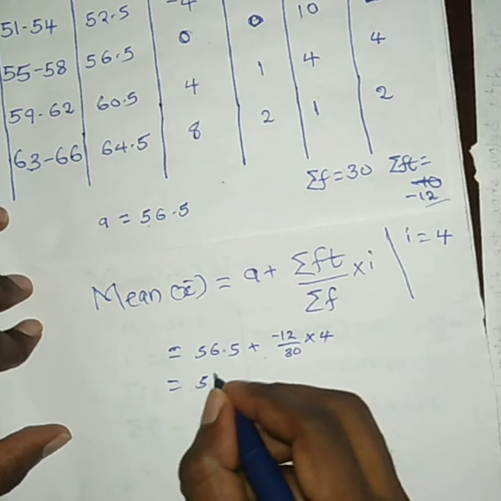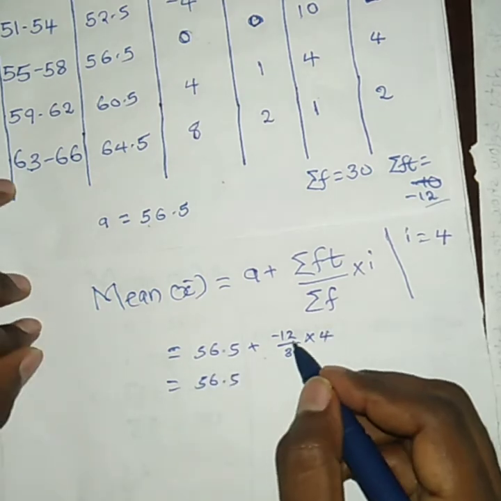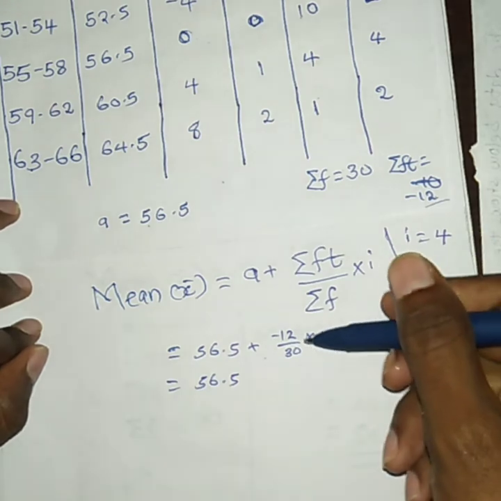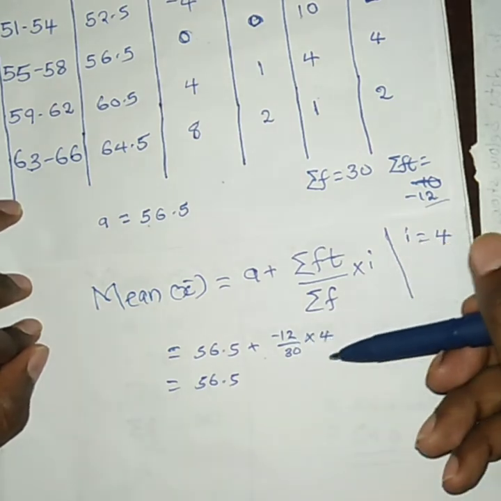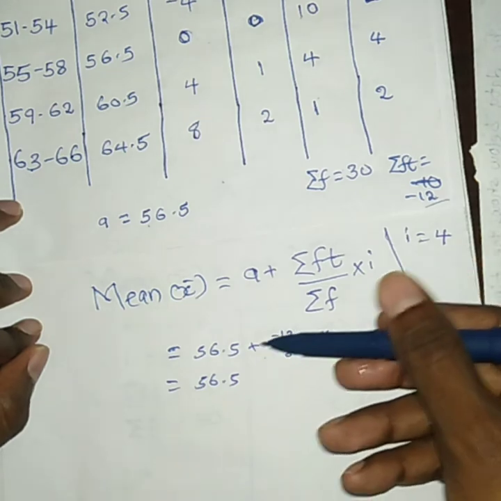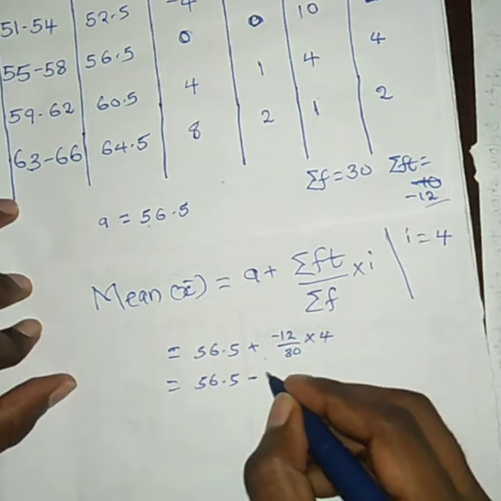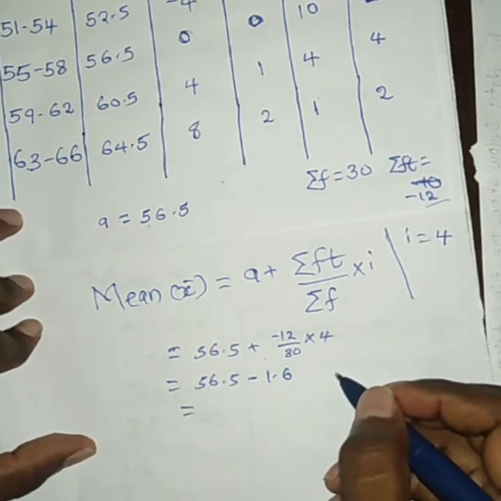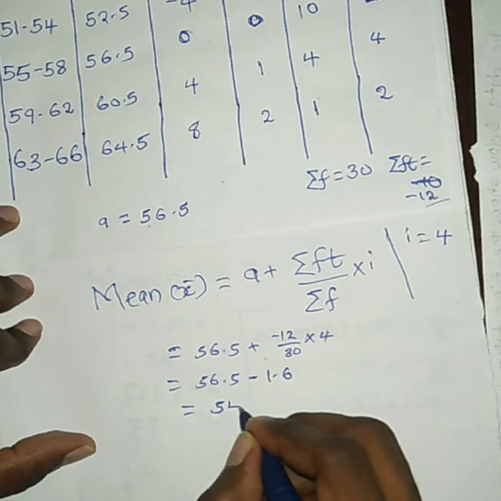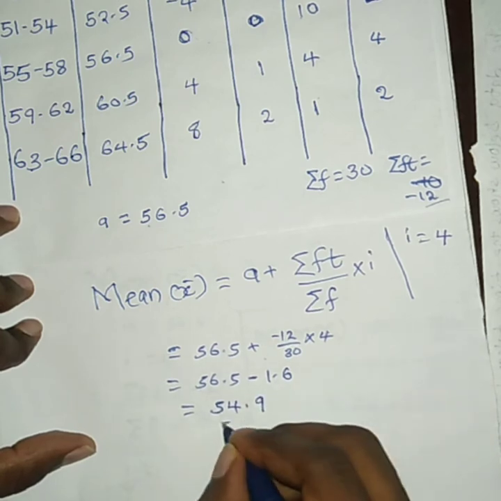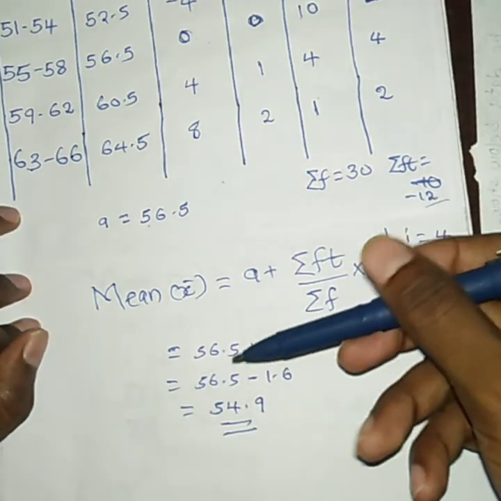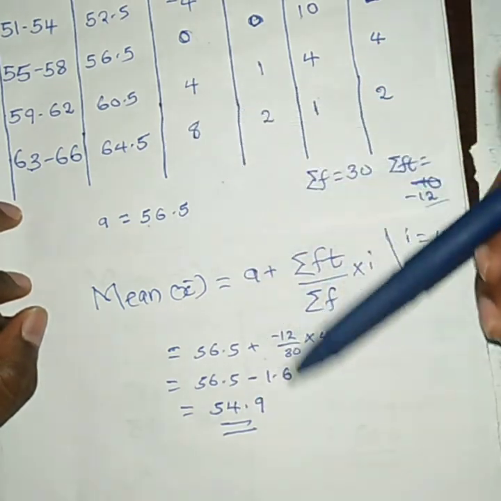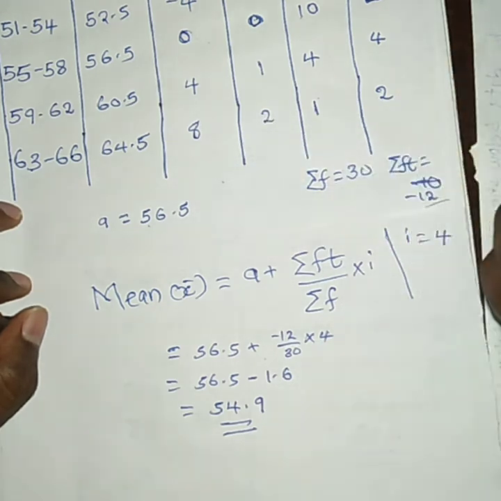Here, if you multiply, you can even use a calculator, we are going to get 1.6. So plus minus, it is minus 1.6. If we subtract 56.5 minus 1.6, we're going to get 54.9. The same answer that we got when we used the assumed mean method and even the direct method.